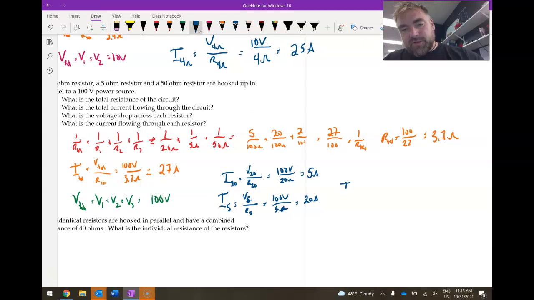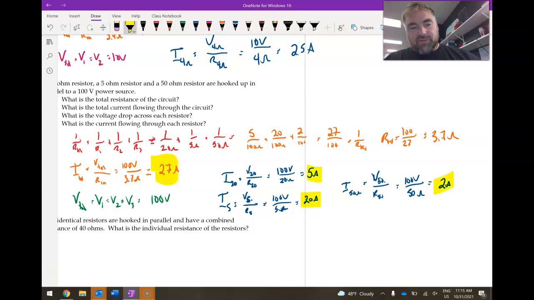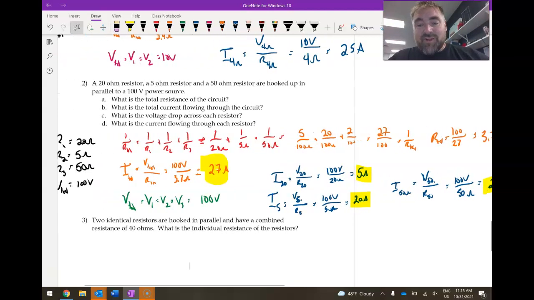And then the current across the 50 ohm will equal the voltage across the 50 divided by the resistance of the 50, which will be 100 volts all over the 50 ohms. This will give me 2 amps. Now conveniently, if I look at these, I'll highlight this, 5 plus 20 plus 2 does give me my 27 amps, which is kind of what we thought it was before. So nice to have confirmation there.